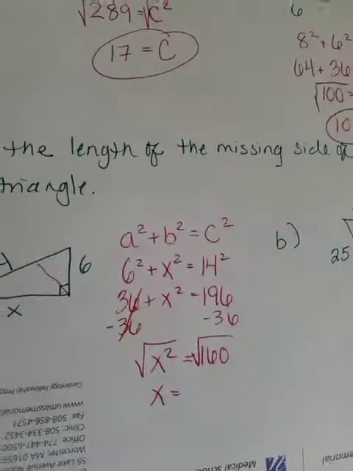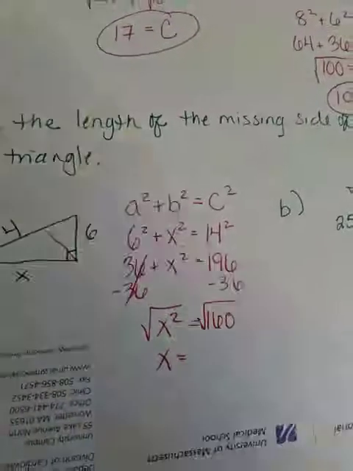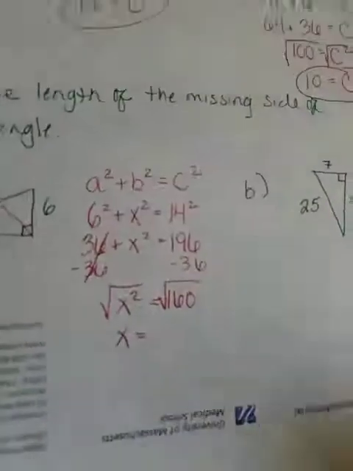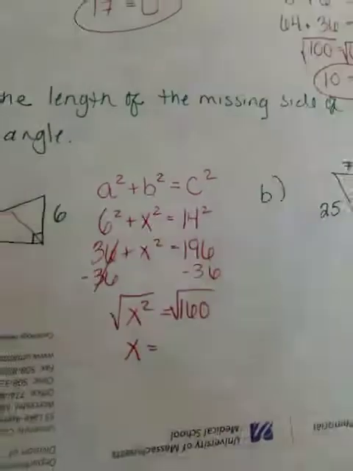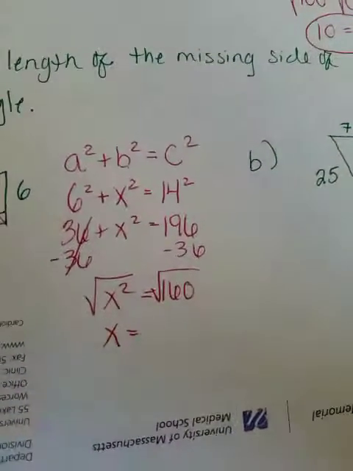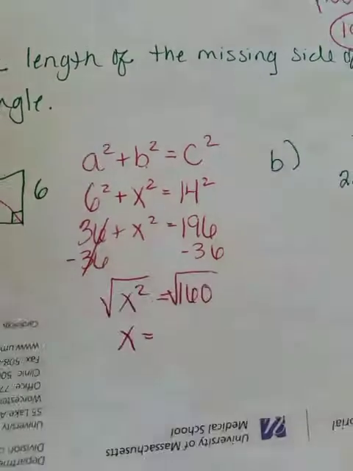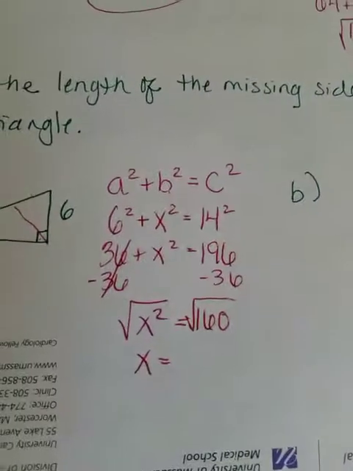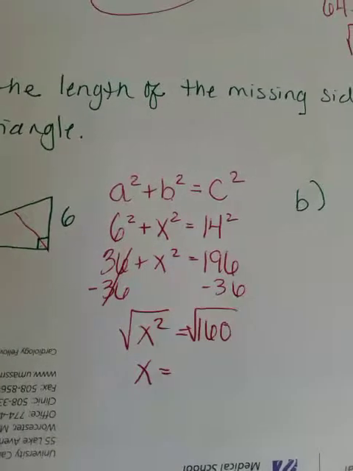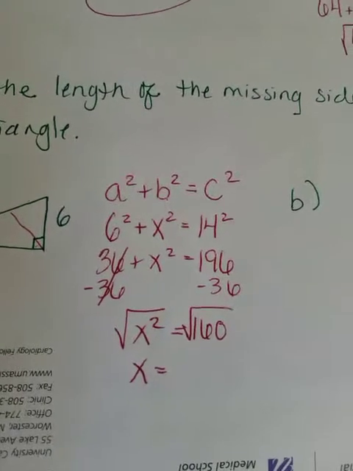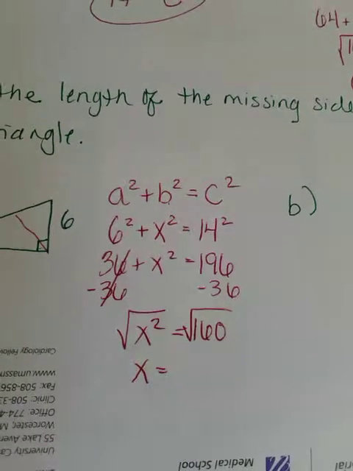And if you put 160 into your calculator or look at your perfect square sheet, you will see that 160 is not a perfect square. So this goes back to the part of the unit where you have to simplify your square root. So we're looking for a perfect square that goes into 160. One that comes to mind for me is, you could say 16 times 10.